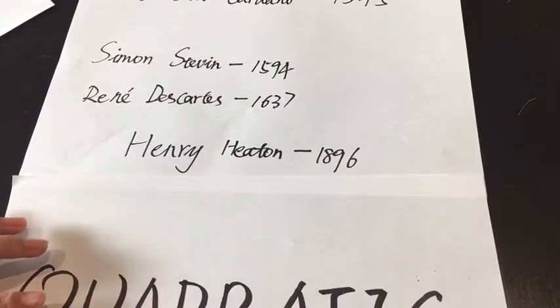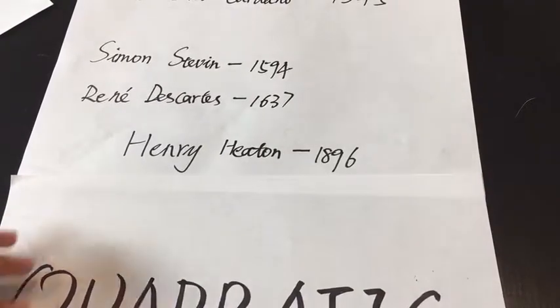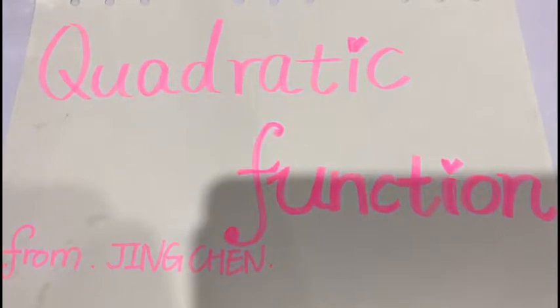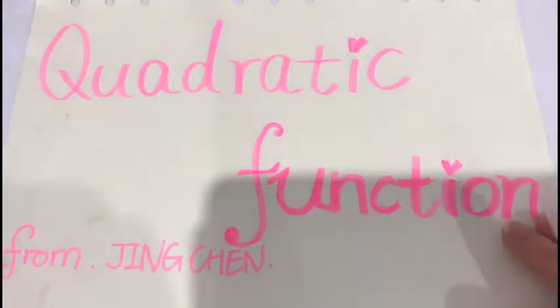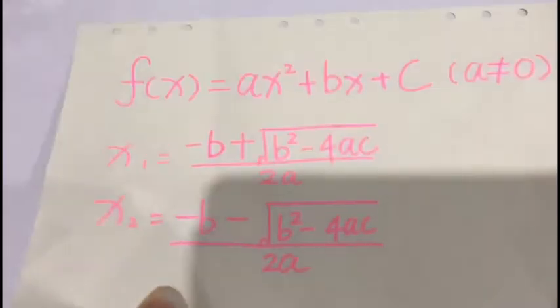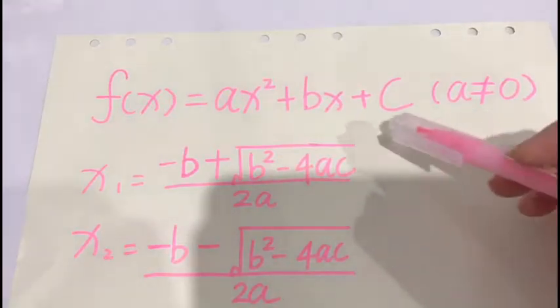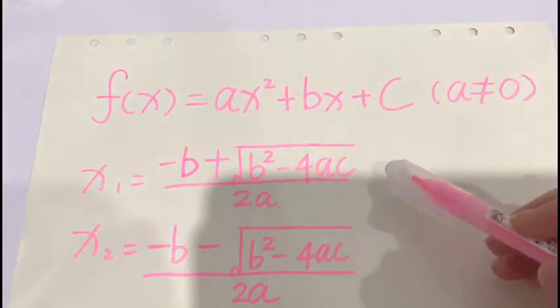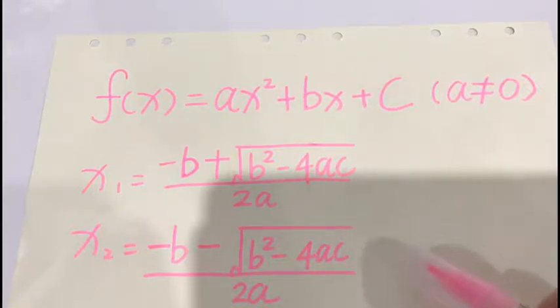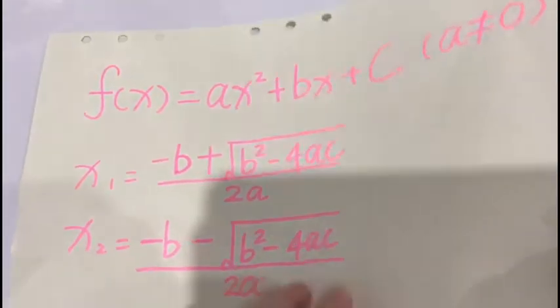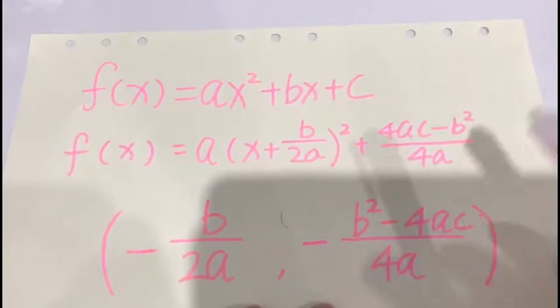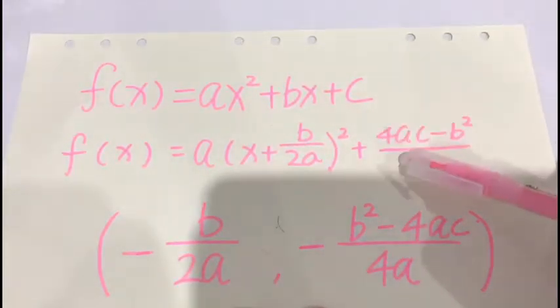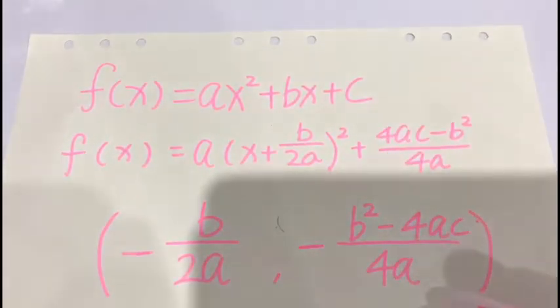Next, our group member would like to talk about the quadratic function. Hello, I will continue to talk about quadratic functions. In mathematics, the quadratic function is expressed as follows, where a is not equal to 0 and x is an independent variable. The two roots of the quadratic equation are these two. Convert the quadratic function to this form, and we can get the parabola's vertex.